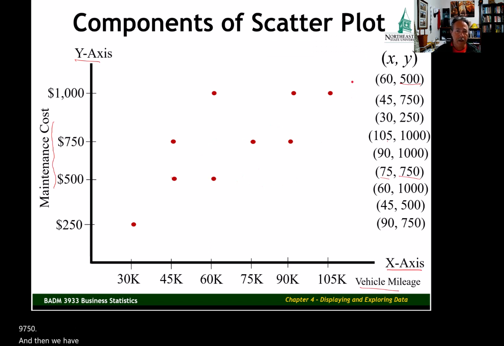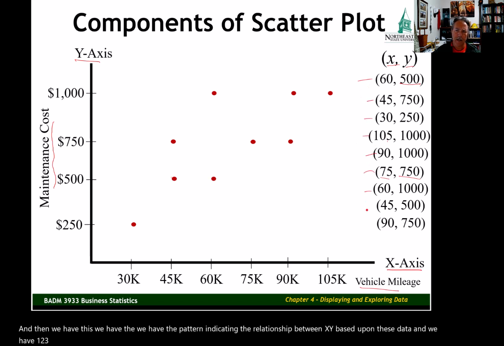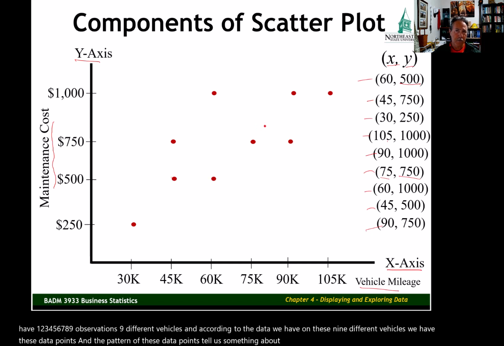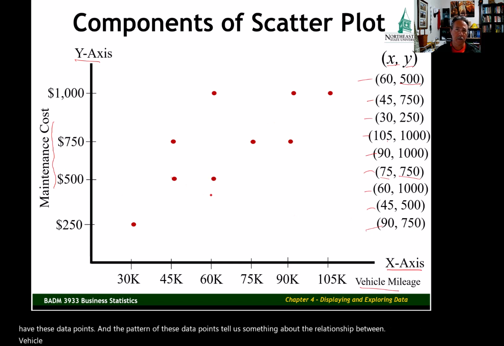We have the pattern indicating the relationship between x and y based upon these data. And we have 1, 2, 3, 4, 5, 6, 7, 8, 9 observations, 9 different vehicles. According to the data we have on these 9 different vehicles, we have these data points, and the pattern of these data points tell us something about the relationship between vehicle mileage and maintenance costs.